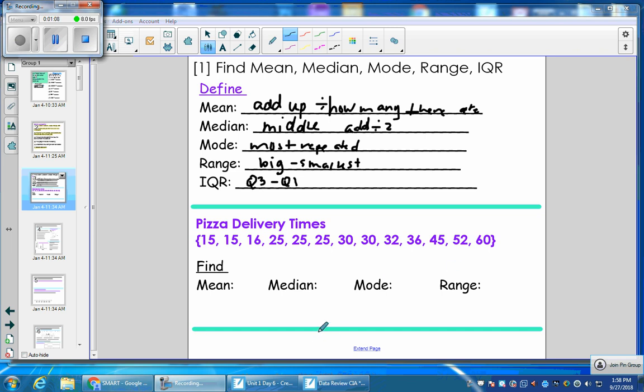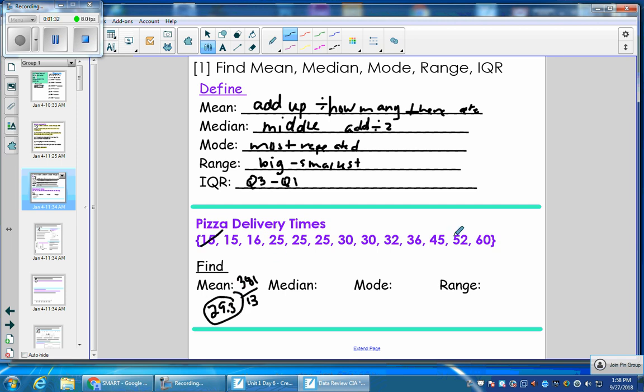All right, when you go ahead and add these up, you should have gotten a total of 381. We have to divide by 1, 2, 3, 4, 5, 6, 7, 8, 9, 10, 11, 12, 13. So when we do that, you should have got a mean of 29.3.